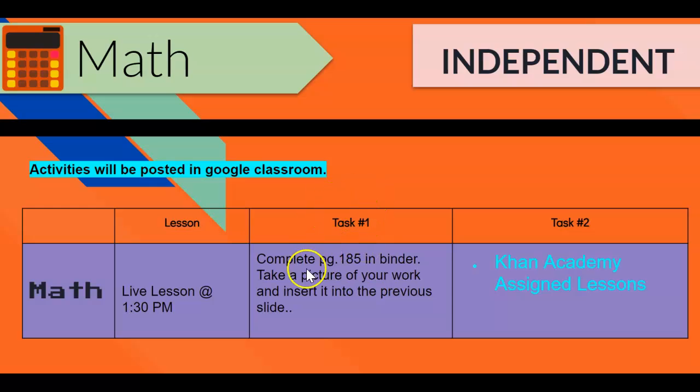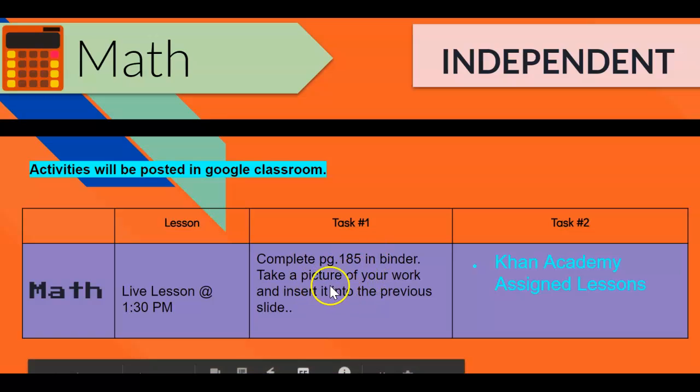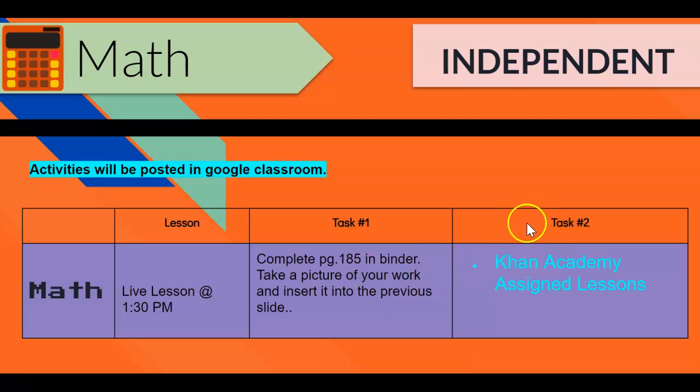Okay, so our last slide. A reminder, completing page 185 in your binder, take a picture of it and insert it into the previous slide. Your second task is to complete the Khan Academy assigned lessons that you have.